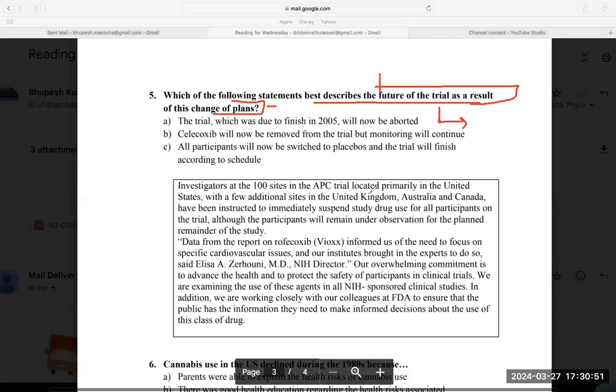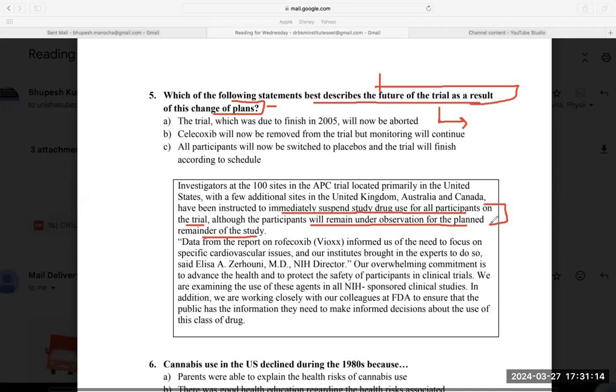Okay. At 100 sites located primarily with the additional sites in United Kingdom, Australia and Canada have been instructed to immediately suspend the study. So that is the future, that you need to suspend the study, for all the participants on the trial, although the participants will remain under observation for the planned remainder of the study. So the main line that they are saying is that you need to suspend the trial. That means you need to stop the trial immediately, but participants will remain under observation. That means the people who participated will still be observed.